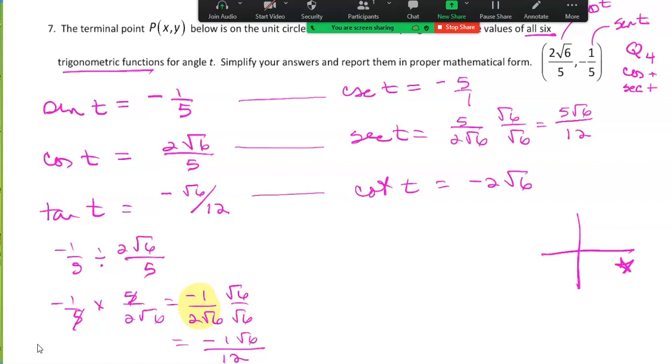Okay, so as I said, this angle was in this quadrant, so what I should find is that only cosine and its partner secant are positive, and that's what I found. Everything else I have is negative. If I didn't see that now, I would have caught it, okay?